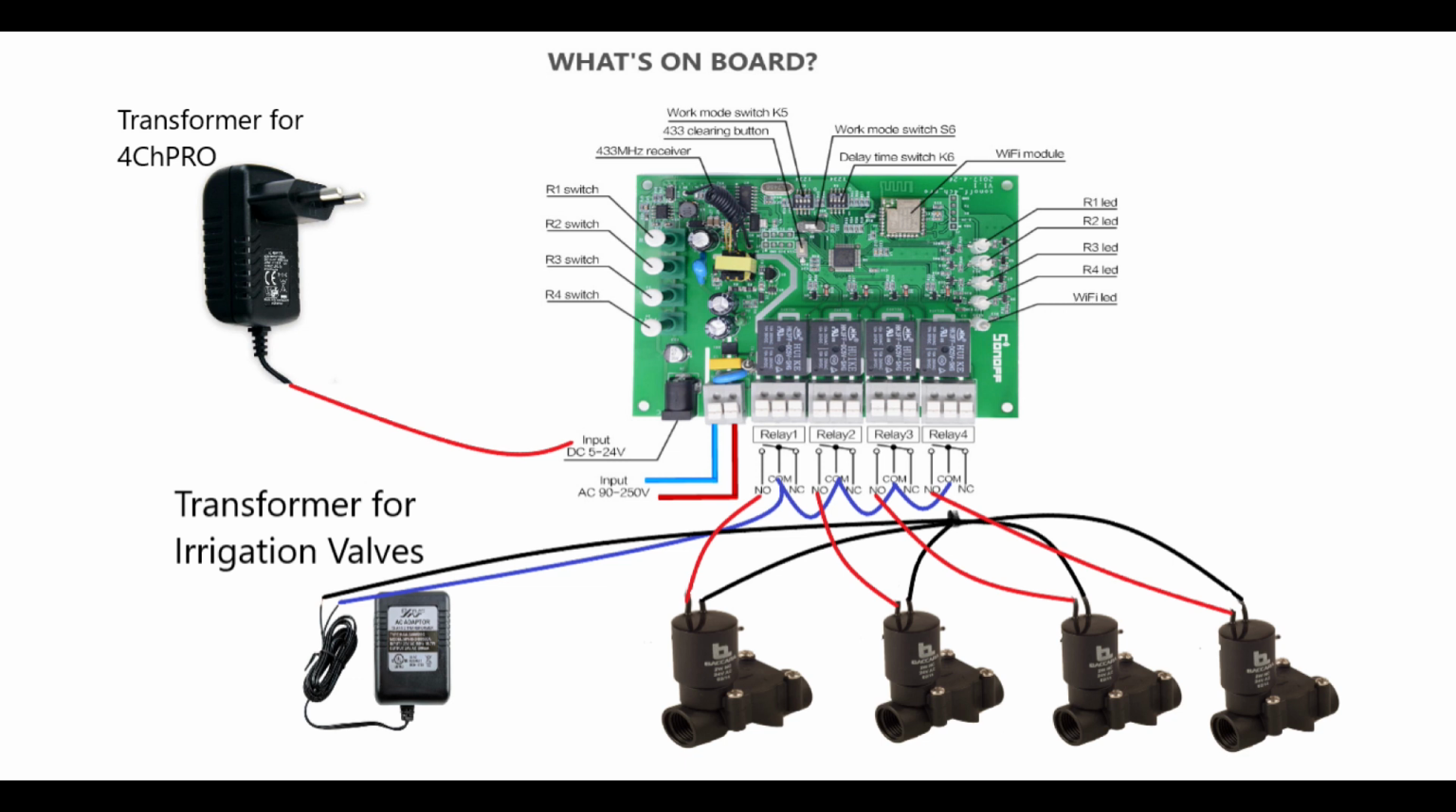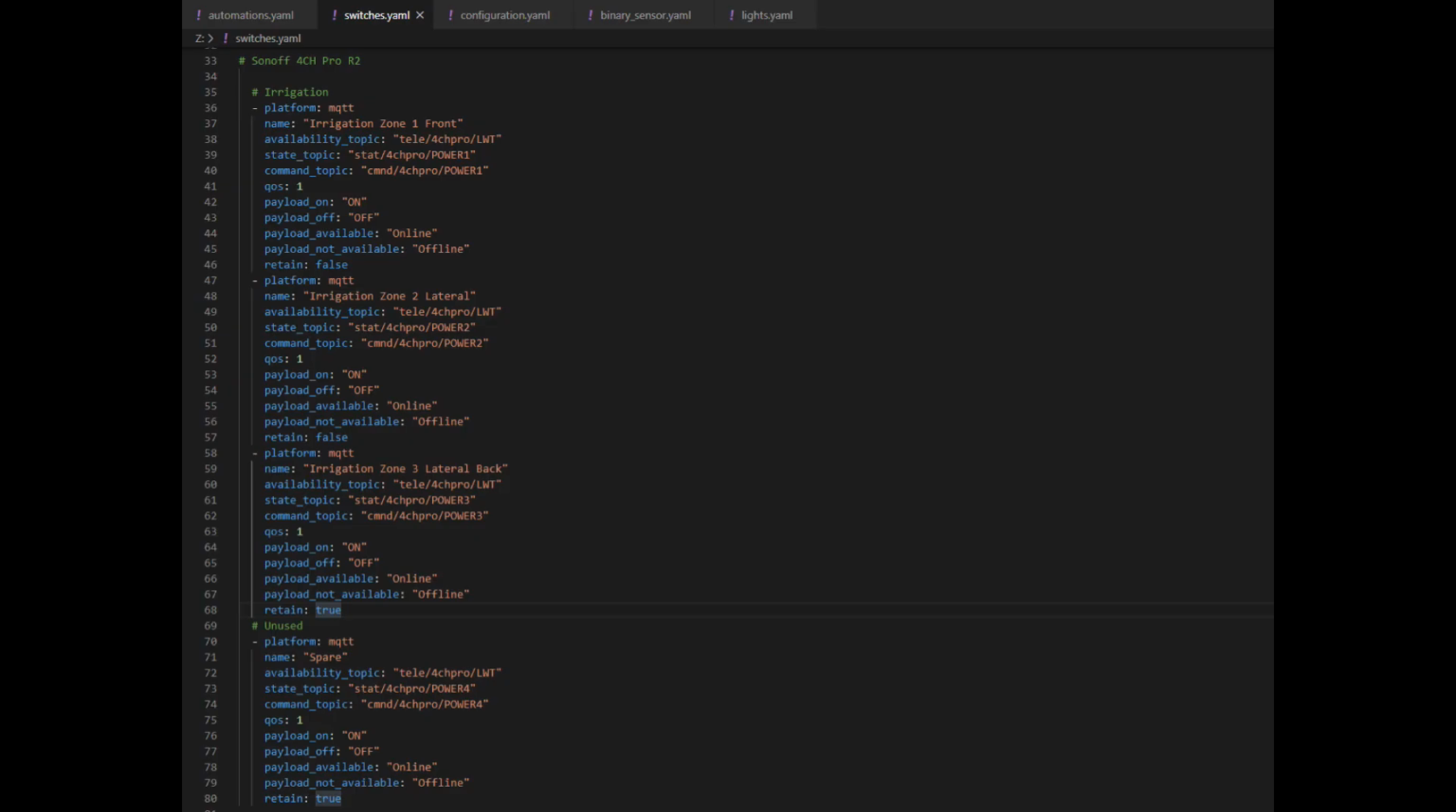Because the relays do not carry power. The 24 volt transformer feeds the irrigation valves and the 12 volt transformer feeds the board itself. It's time to configure the software part.